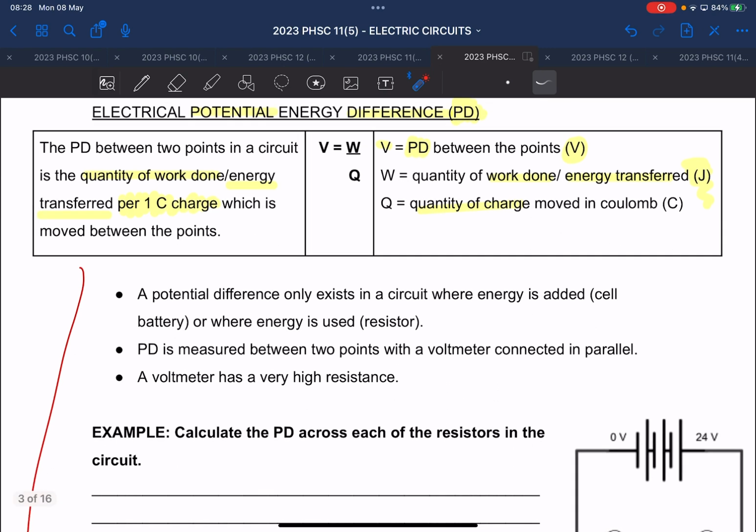Then it says there, potential difference only exists in a circuit where energy is added, so in a cell you can measure it, or where energy is used. Okay?